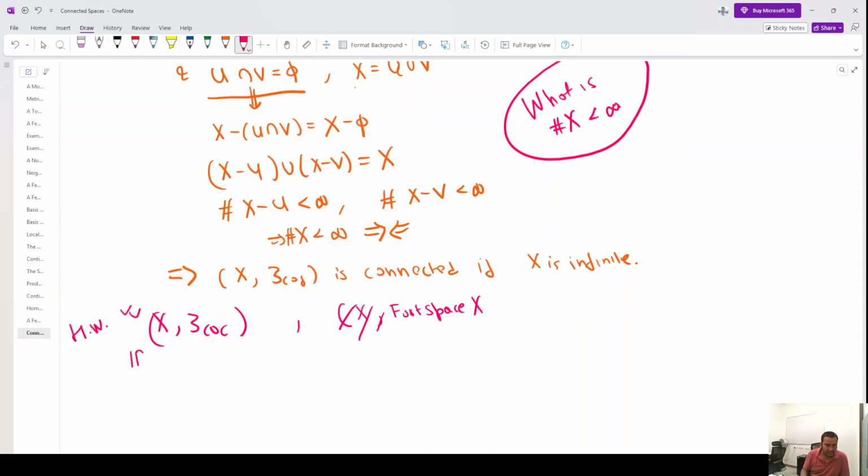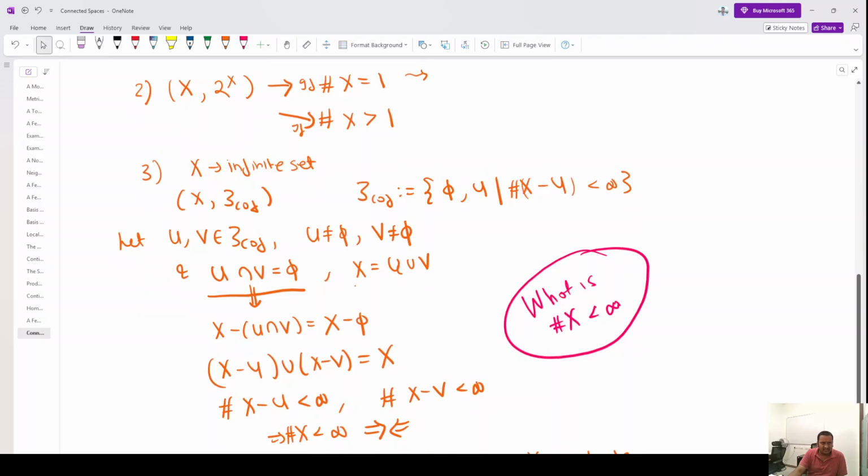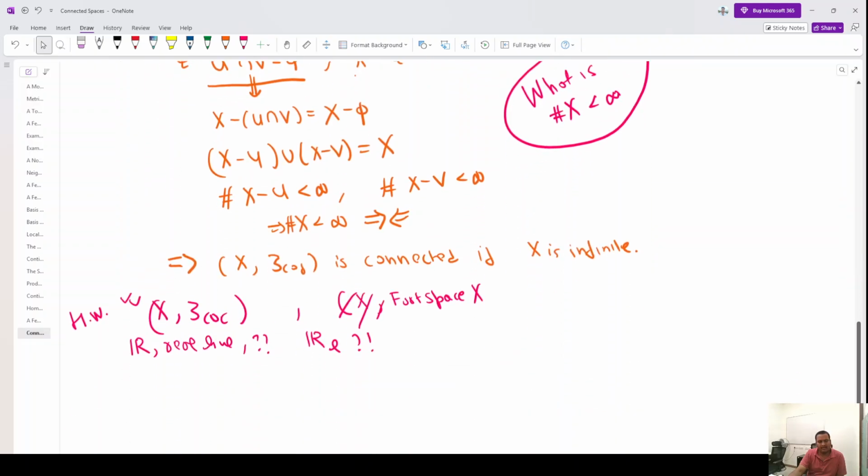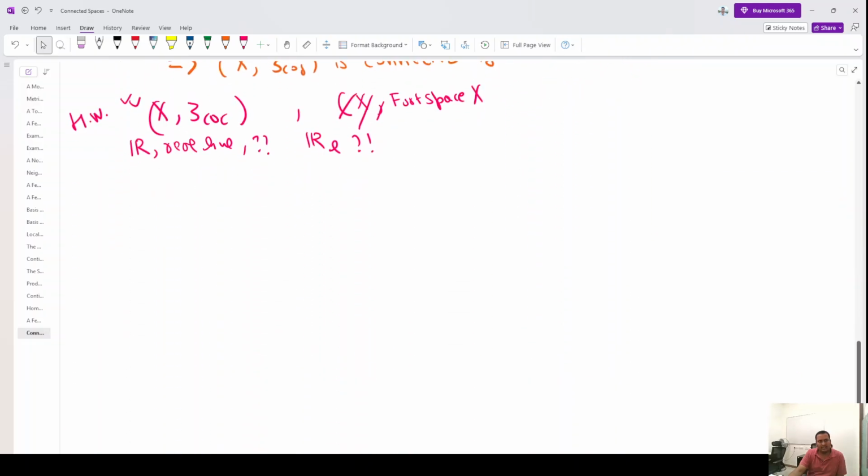Another: what about R with the usual real line? What is R with the lower limit topology? So argue whether these are connected or disconnected by definition. Okay, I hope these examples are more than enough for now. We may see many more as we proceed. So let me have the very first thing. So this connectedness is a topological property.